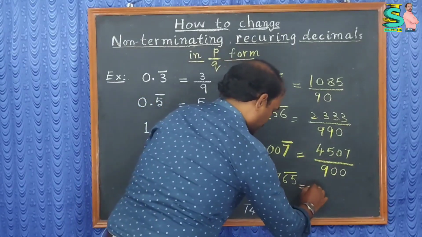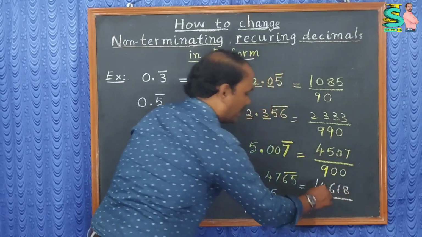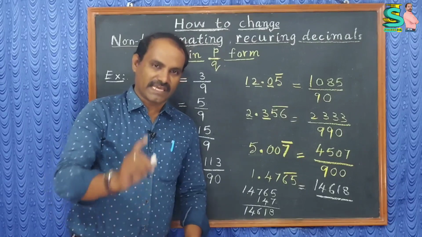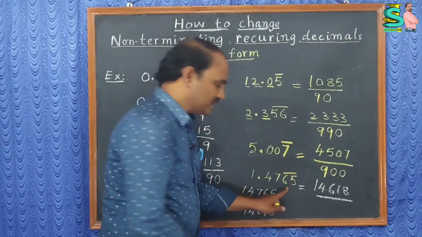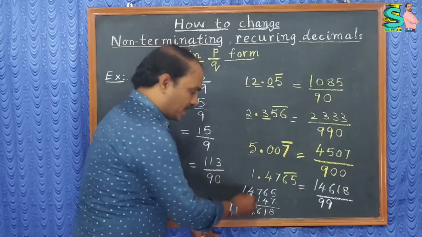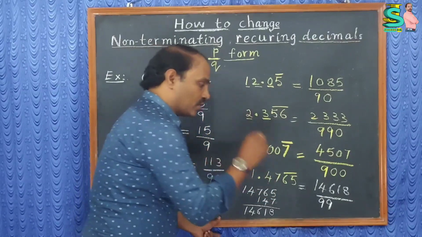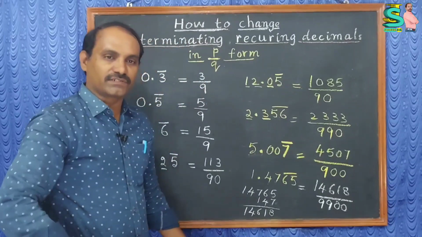So this one you should write 14618 by how much? Can you guess? Yes. Under the bar, how many digits are there? 2 digits, so 2 nines. And without the bar, 2 more decimal places are there. So 2 more zeros. Is it understood?